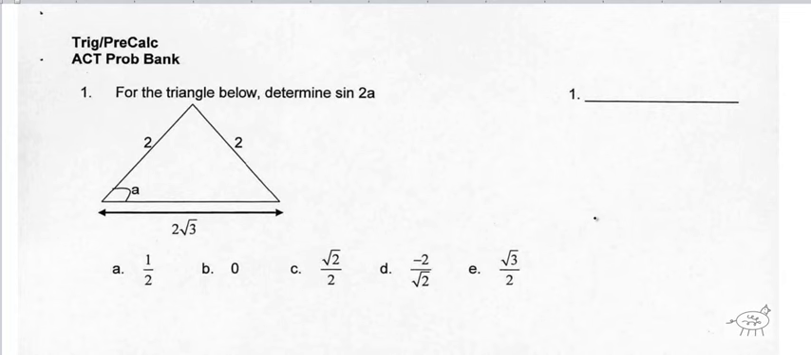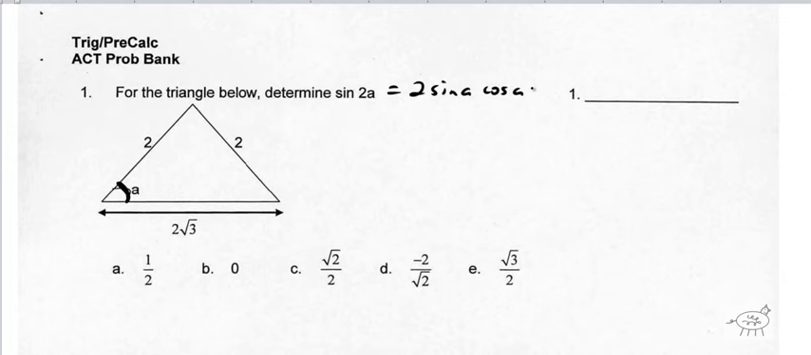Okay. For the triangle below, determine sine of 2a. Now, what you need to know for this, first of all, this little angle here is just angle A. It's not a right angle, it's angle A. Sine of 2A, it's a double angle. Again, I'm assuming you know trig. If you know trig, you're following along here. It's 2 sine of A cosine of A. That's what that double angle is.